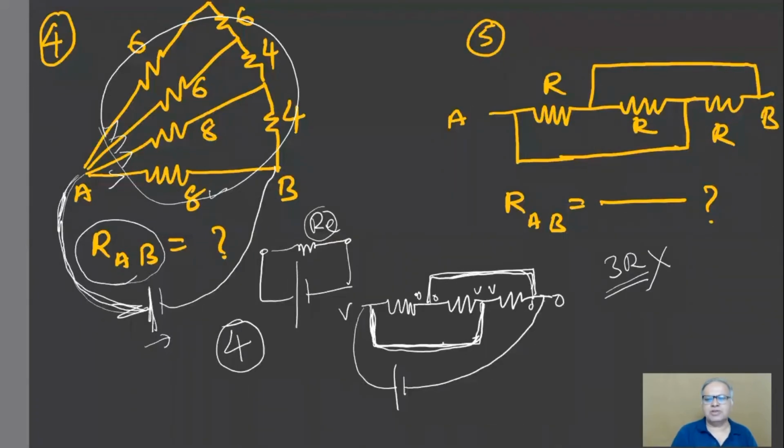So now see the potential difference across the resistors. V minus 0, that is V across this. V minus 0, V across this. V minus 0, V across this. So all are in parallel. So 1 by RE equals 1 by R plus 1 by R plus 1 by R. RE is R by 3.